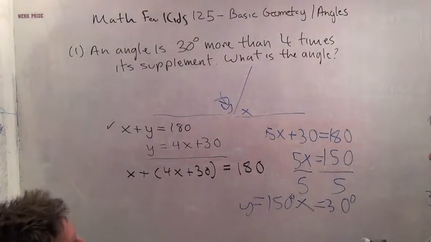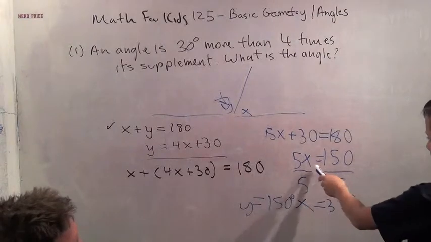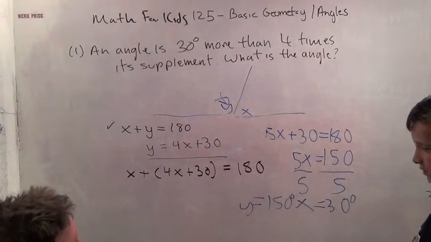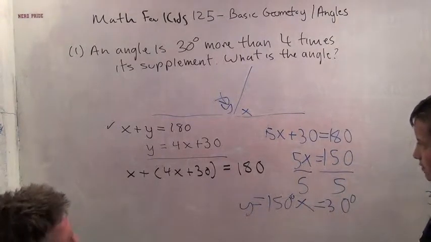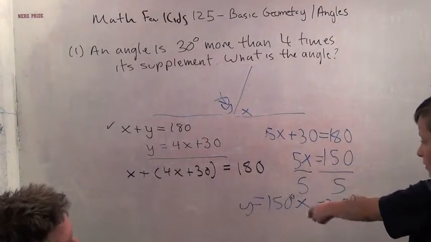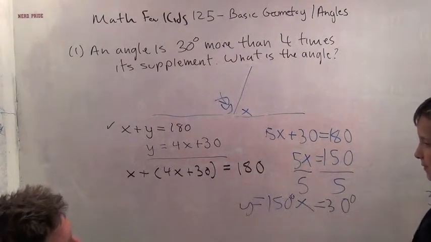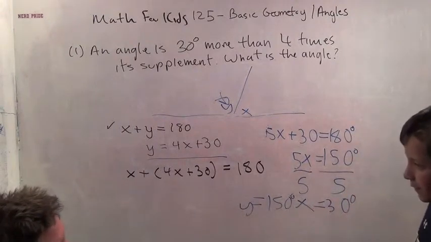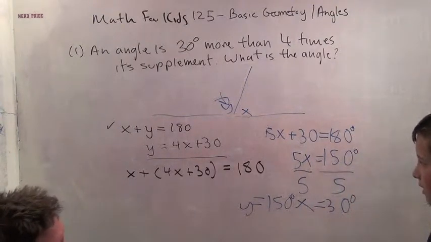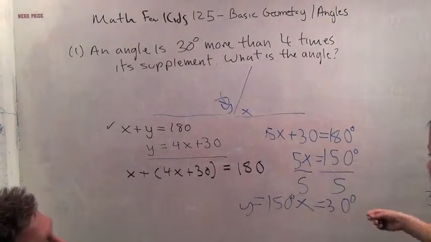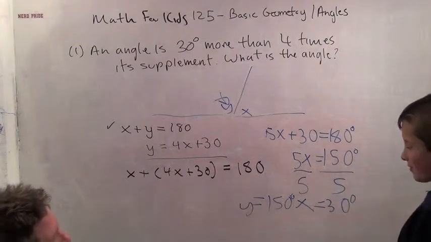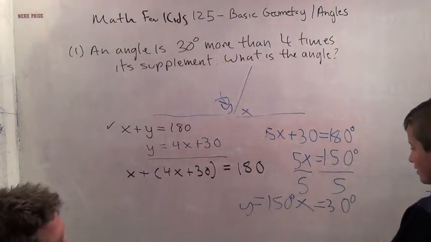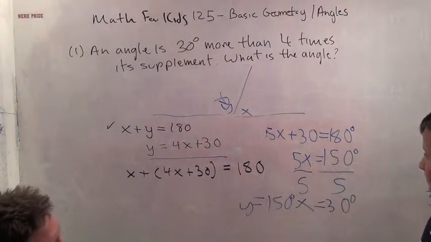Okay. And what's the other way we could have figured out that y was 150? Well, y also equals 5x. Why is that? 5x is 150 and y is 150. Well, what do we know that y actually equaled? 150 degrees. It equals 4x plus 30. But x is 30, so 4x plus 30 is 5x, which is 150. Okay, so clever.